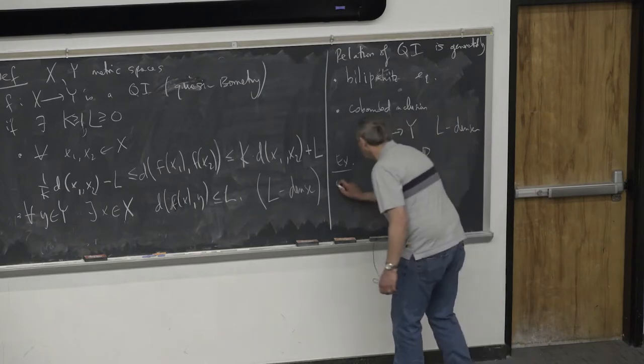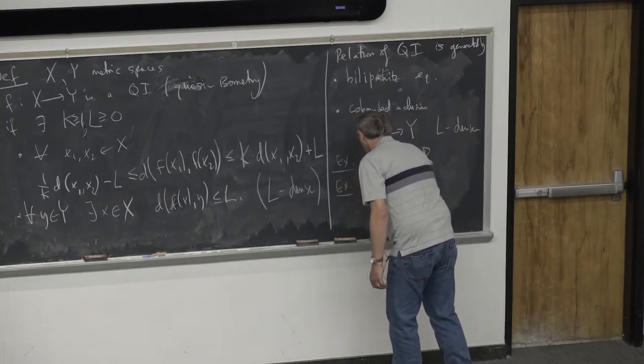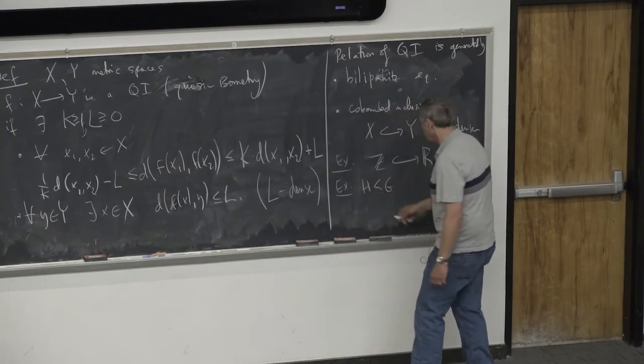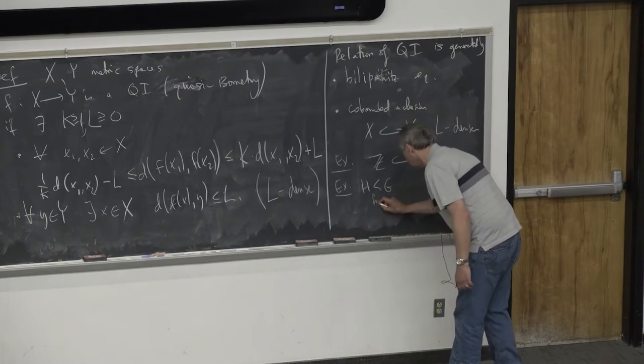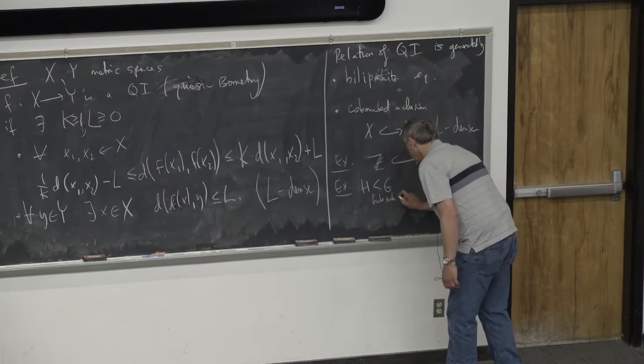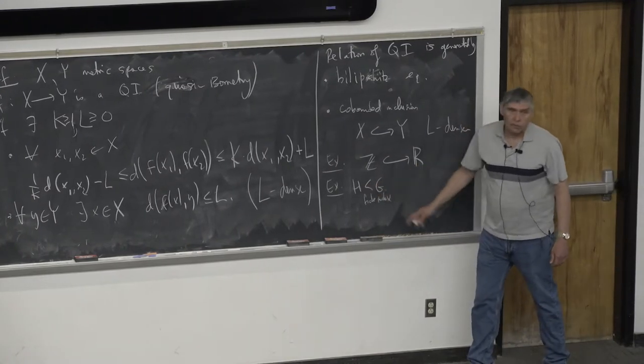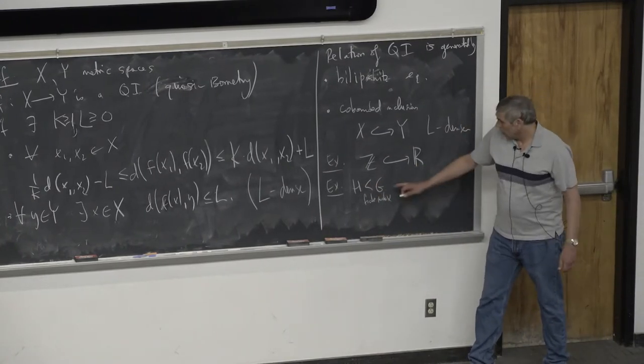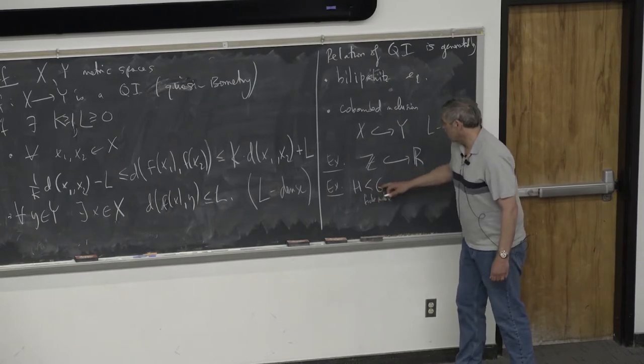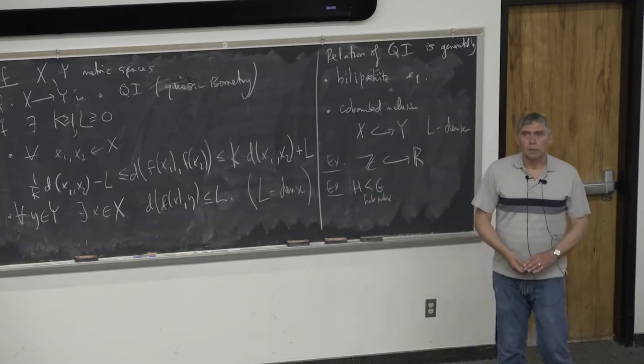Another example is finite index subgroups. If H and G are finitely generated groups, and H is finite index in G, then this finite index subgroup is going to be coarsely dense in G, and H and G are going to be quasi-isometric to each other.